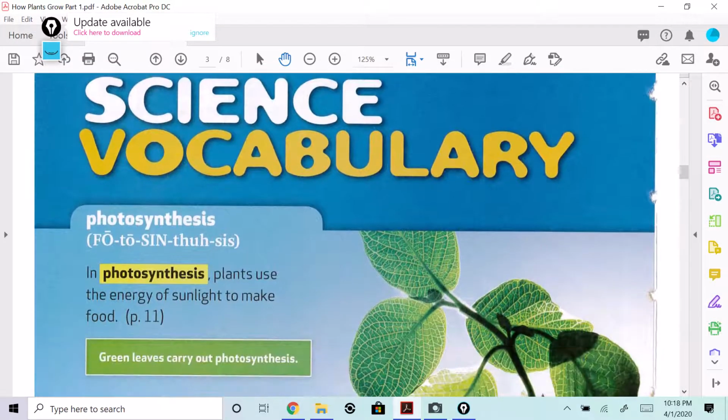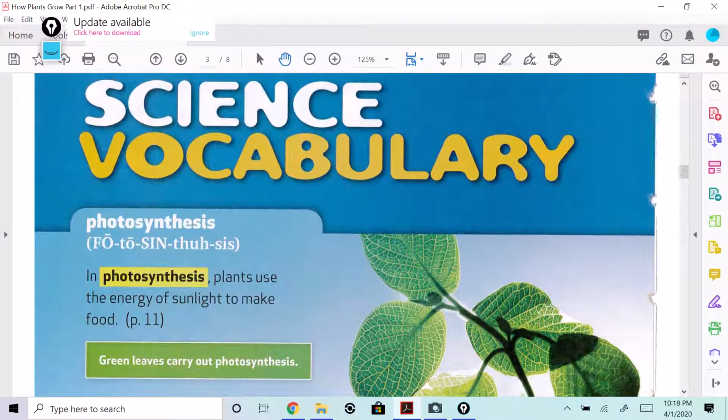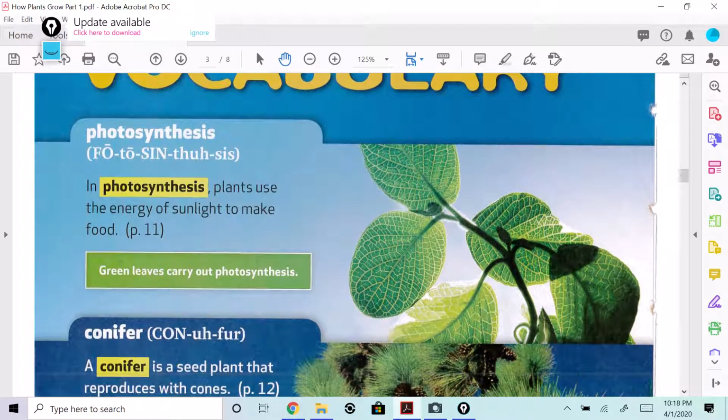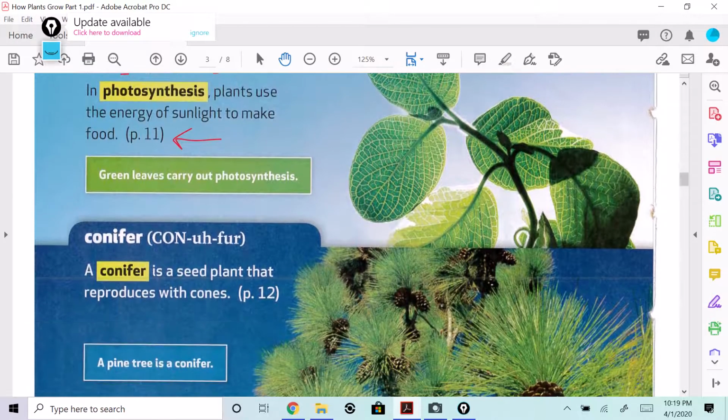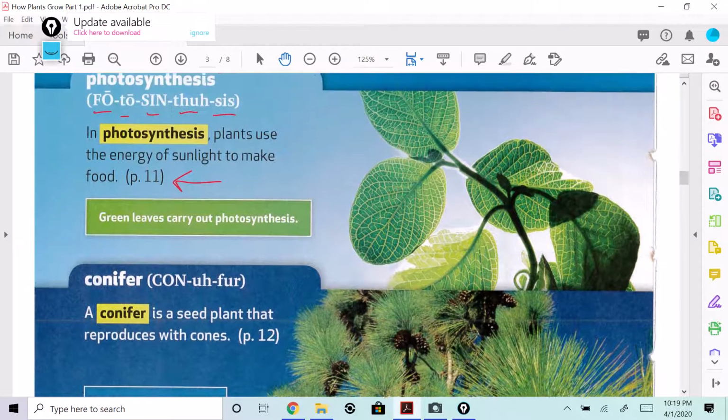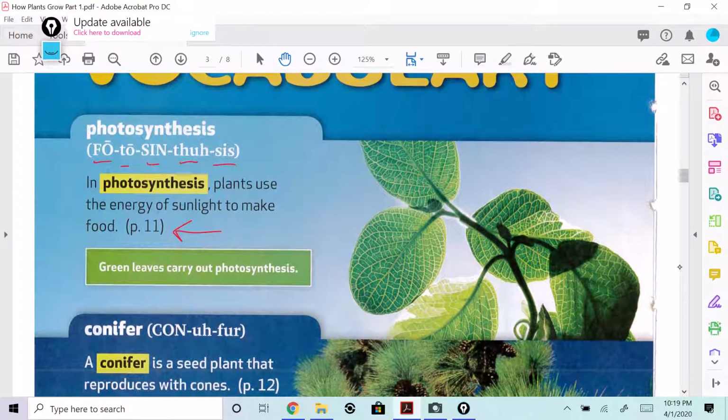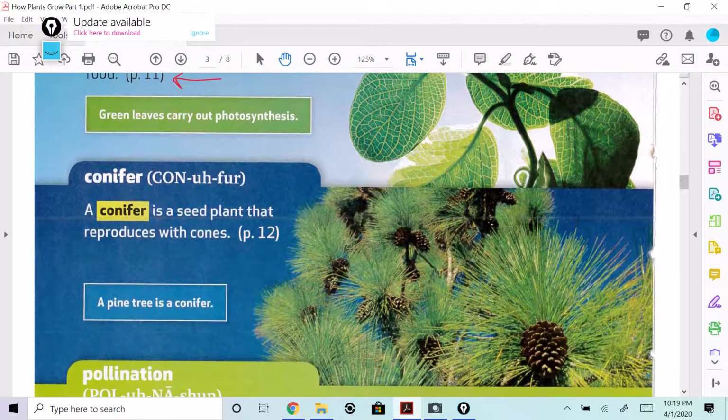So here's the vocabulary that we're going to go through. It says, science vocabulary. Photosynthesis, right? See this phonetic spelling? Photosynthesis. A plant uses the energy of sunlight to make food. That is going to be on page 11. Green leaves carry out photosynthesis. So there's the green leaves right there. The sun's hitting them. They use sunlight to make food.